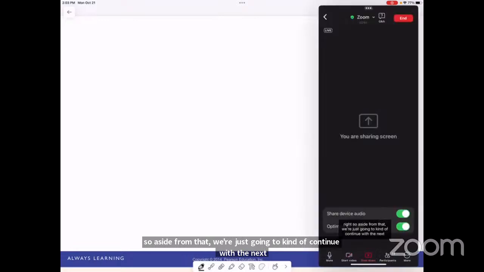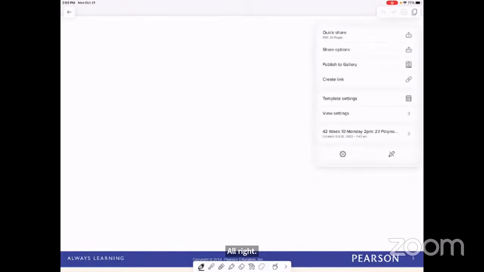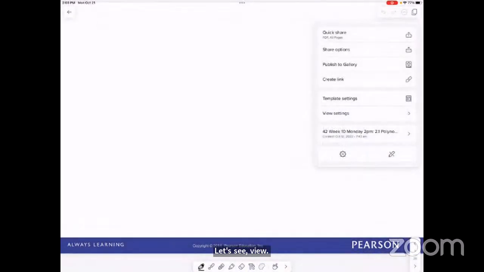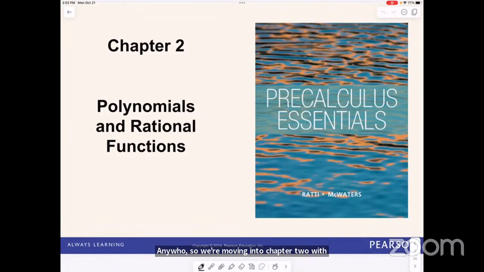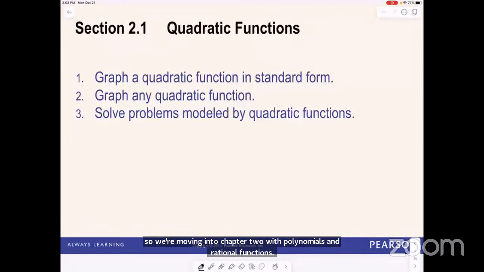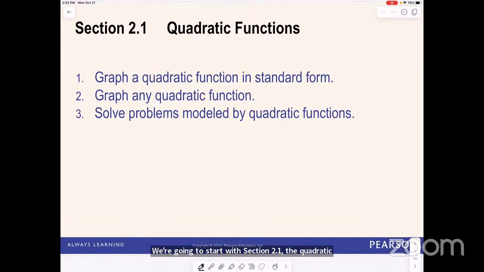All right. Let's see. View single page. Okay. So we've officially completed chapter 1, right? So we're moving into chapter 2. Again, our rhythm pretty much for the remainder of the semester is a section a week. You know how it goes. So we're moving into chapter 2 with polynomials and rational functions. We're going to start with section 2.1, the quadratic functions, and we have a few objectives. One, graph a quadratic function in its standard form, graph any quadratic function, and then solve problems modeled by quadratic functions.